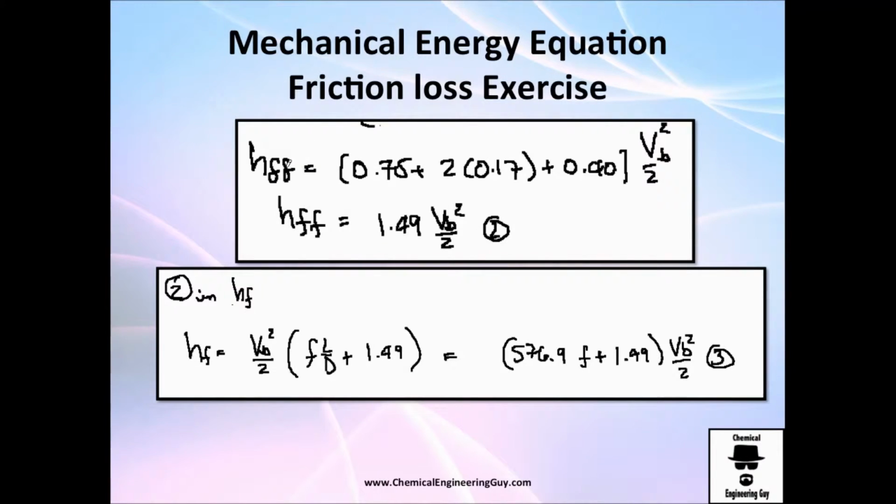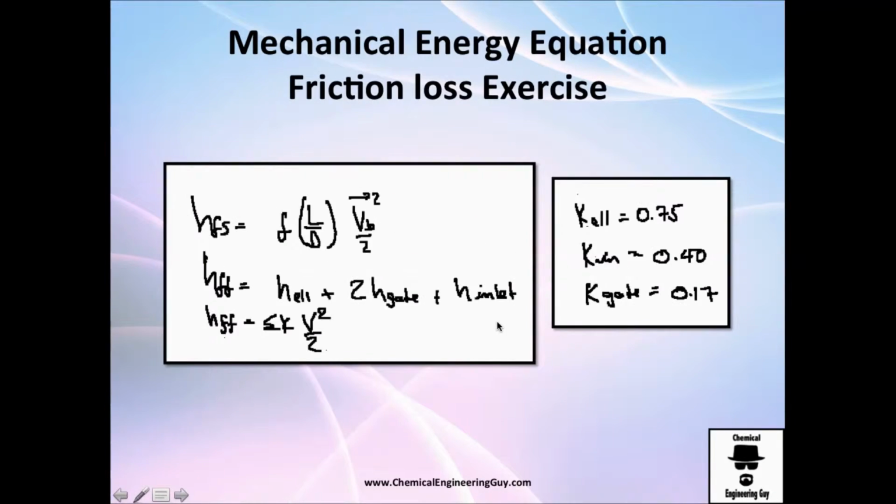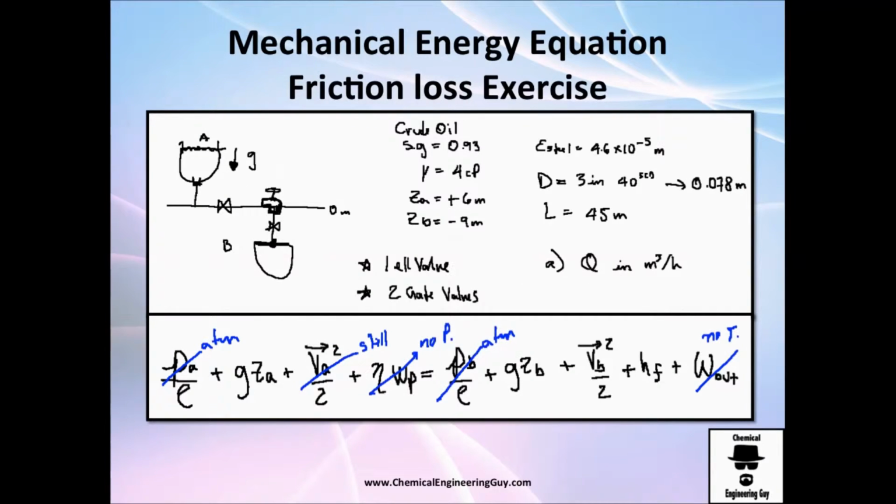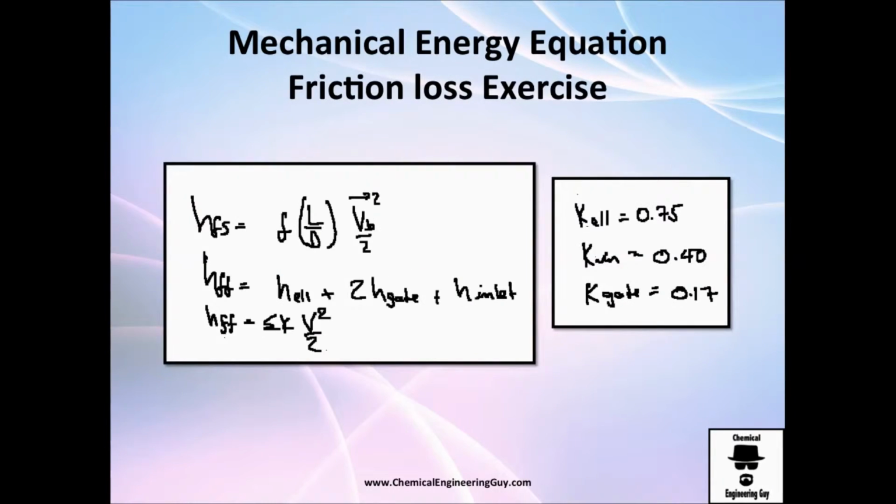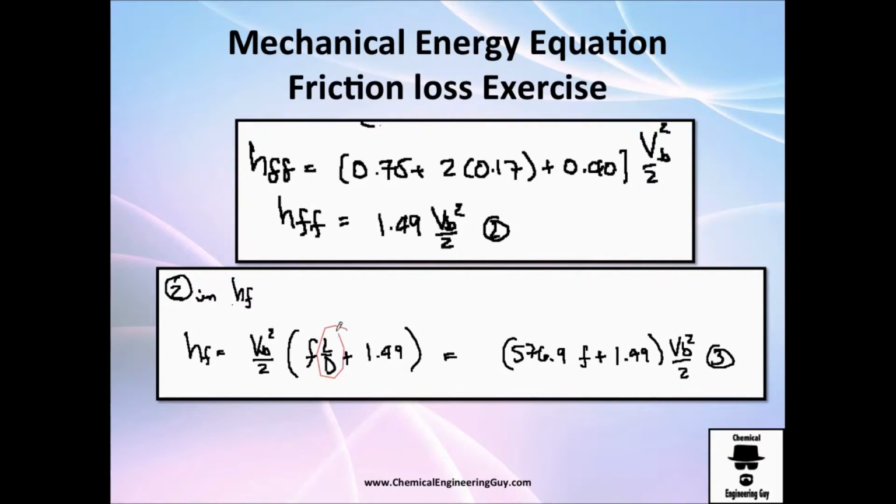Once again, we have this right here, which is K. Then I have this, which is the wall friction, and these are the K values. From this, I only have L divided by D. The length was 45 meters, and the diameter is 0.078. If I substitute here, I will get 576.9 times the friction factor here, and 1.49, and of course don't forget the velocity heads.